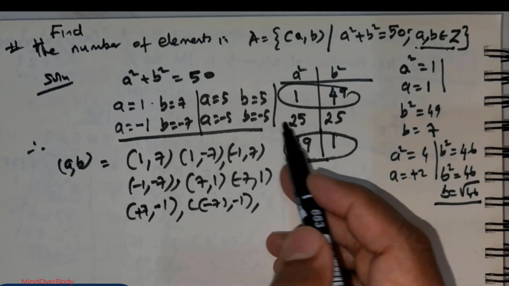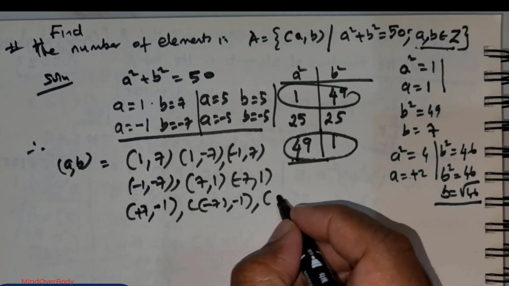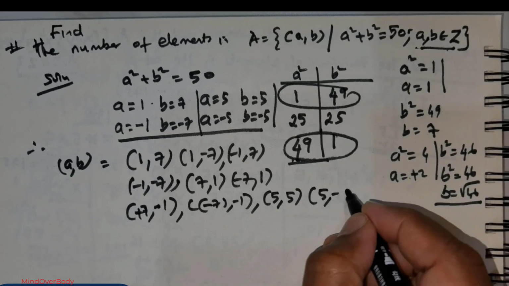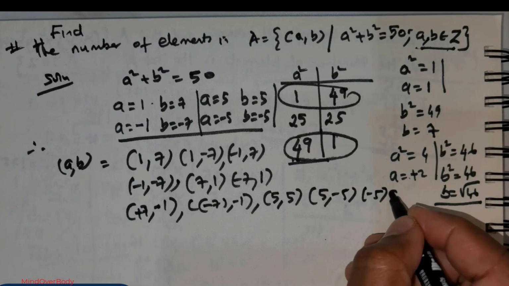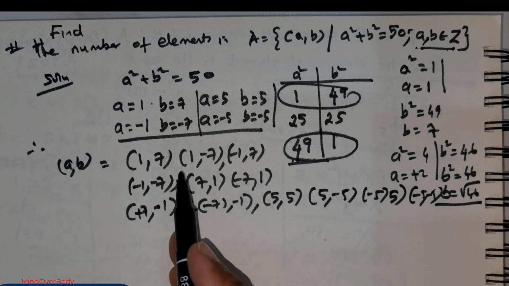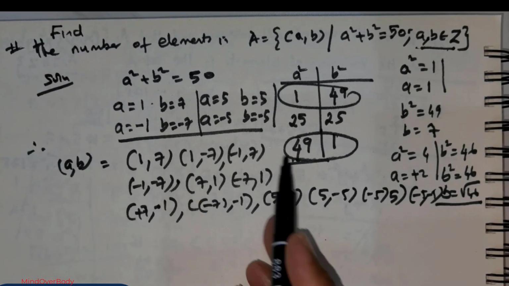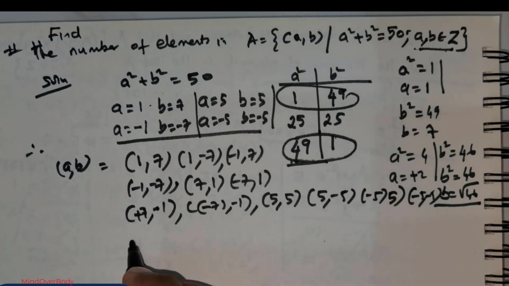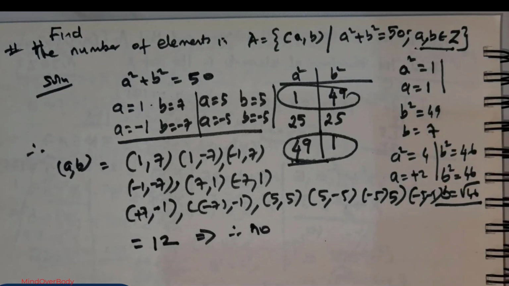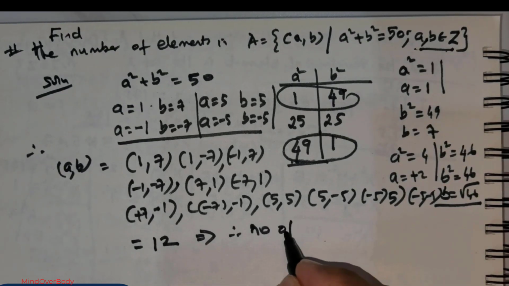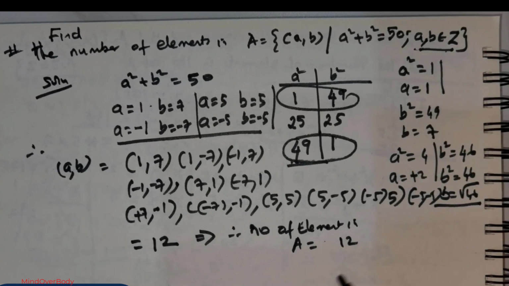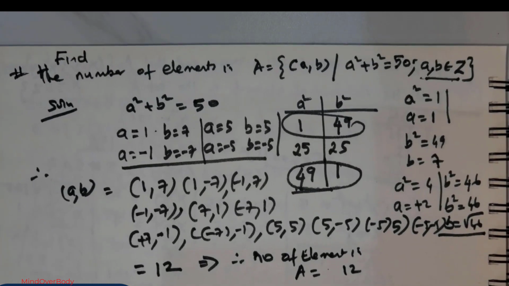But for this positive 5, negative 5, they will give us only 4 cases. So A is 5, B is 5, A is 5, B is negative 5, A is negative 5, B is 5, and A is negative 5, B is negative 5. So totally in all, how many elements did we get? We expected to find the number of elements. We got 4 plus 4, and that would be totally 12 elements. So in conclusion, the number of elements in A is equal to 12. So that would be the final solution for this beautiful question.